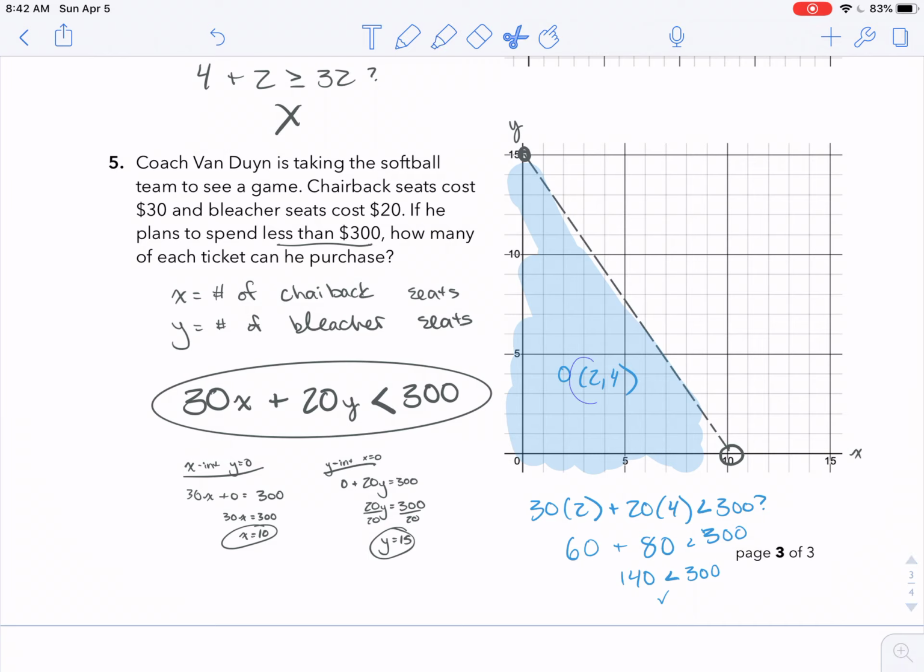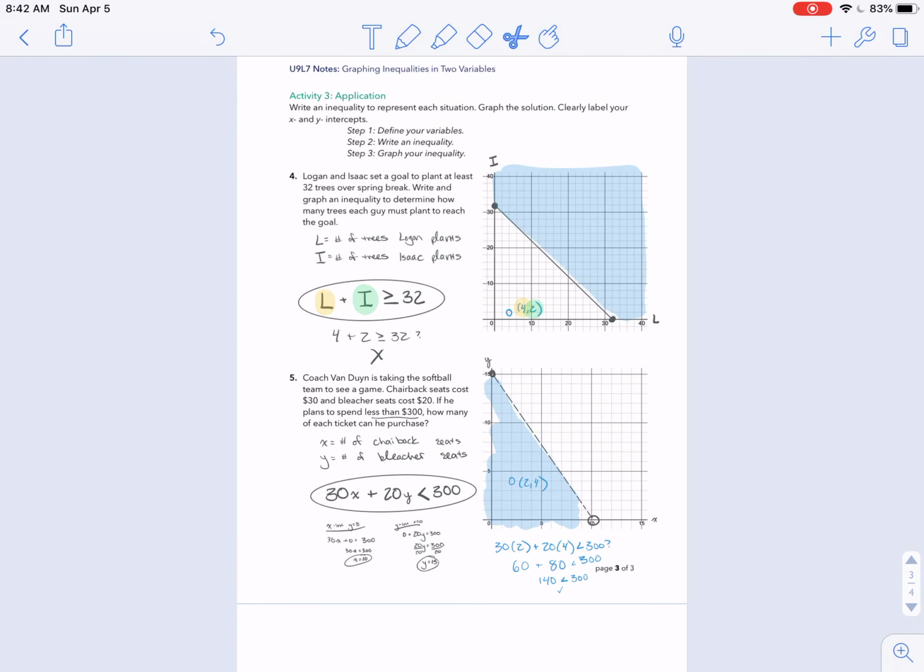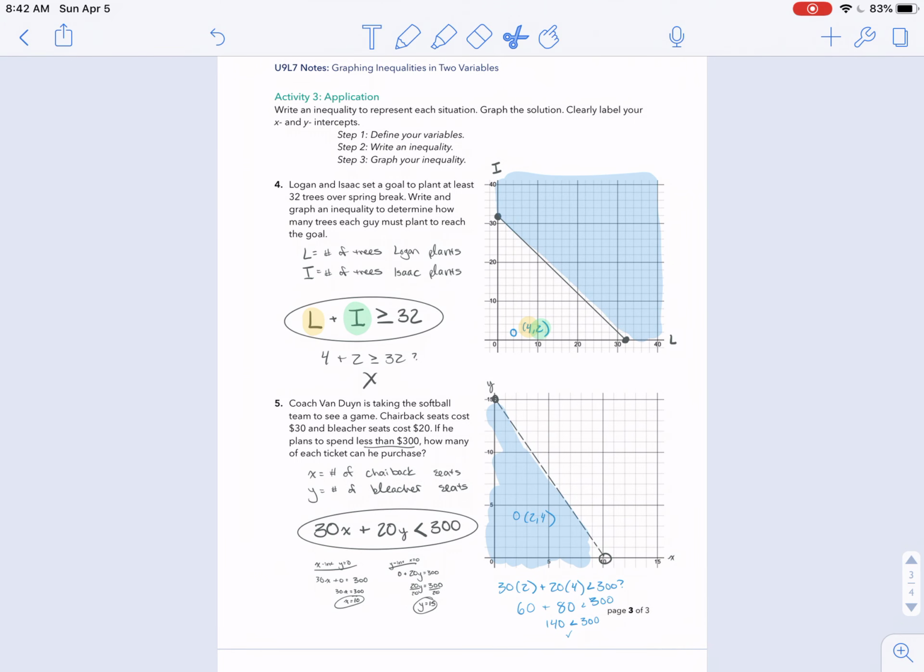He can buy 2 seats with chairbacks, he can buy 4 seats in the bleachers, or he can buy 5 chairbacks and then nothing in the bleachers. He can buy 13 bleacher seats and nothing in the chairbacks. So this graph is all the possible combinations that Coach Van Dyne can buy. So this is why we learn to graph inequalities with 2 variables. Those 2 variables represent 2 things at play, just like Logan planting trees and Isaac planting trees.